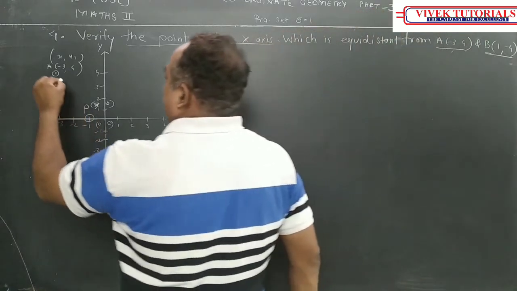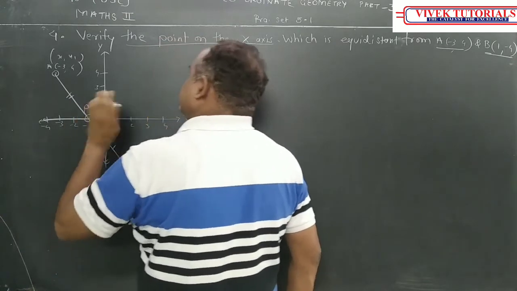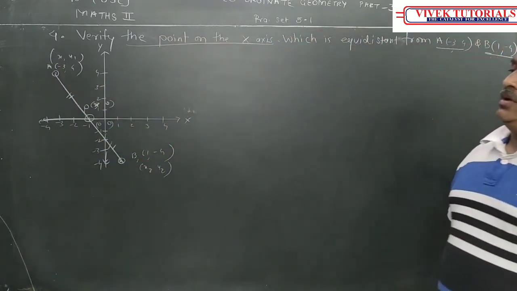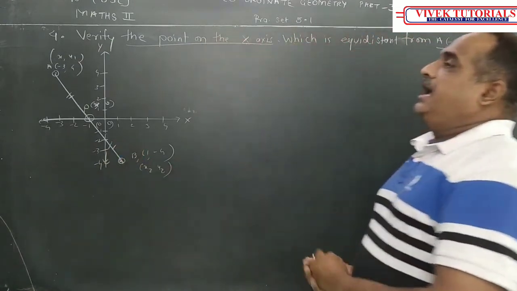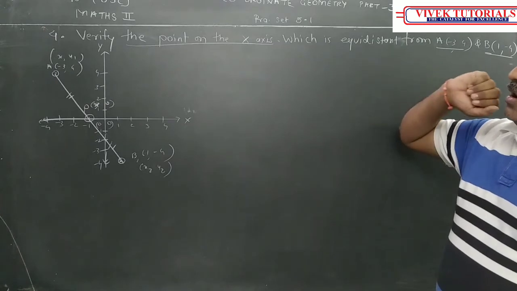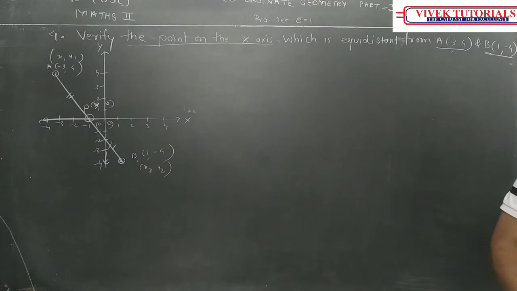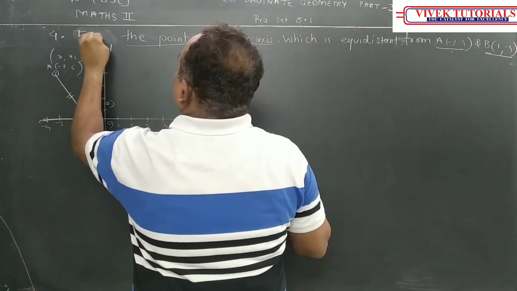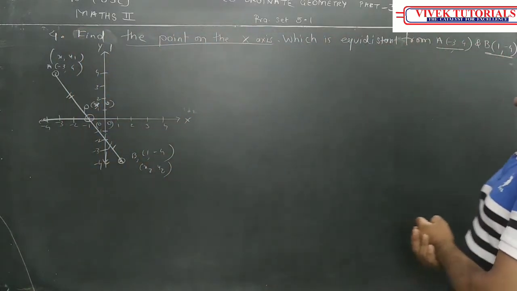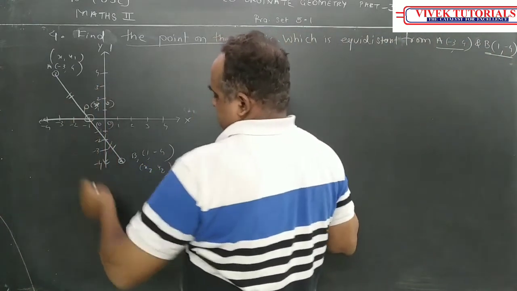So this PA, and this point A, that equidistance we have to prove. But we'll see how it is. Okay? So once again, we have to find the value of the point, find the point, verify it. Find the coordinate of the point on the x-axis which is equidistant from this. So this is there. Okay.